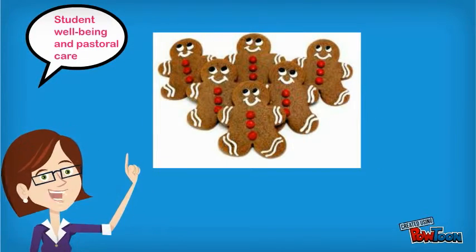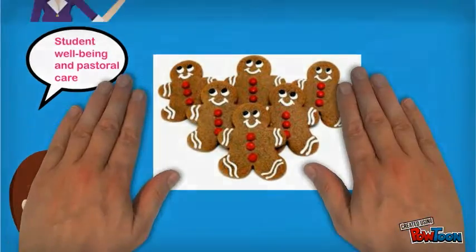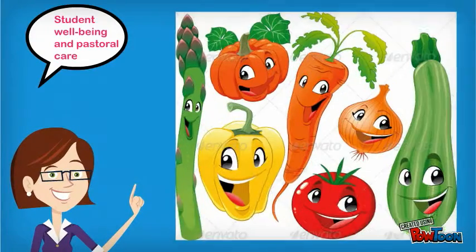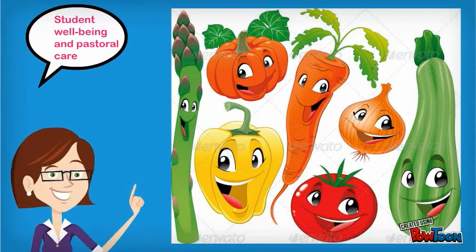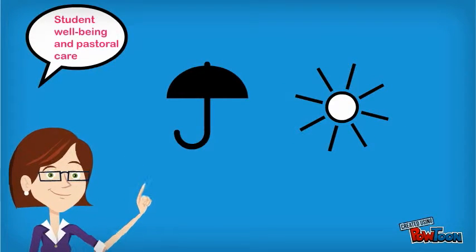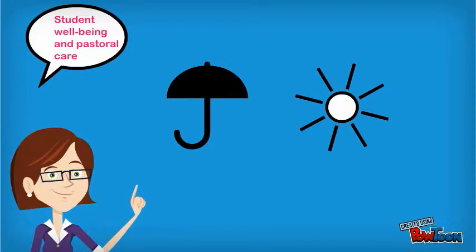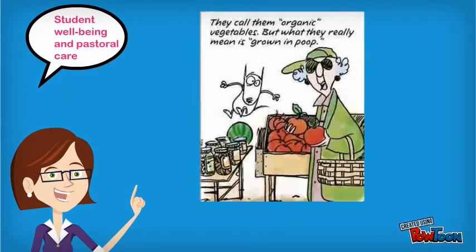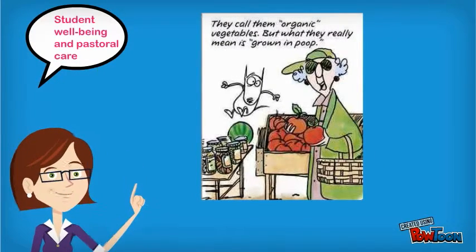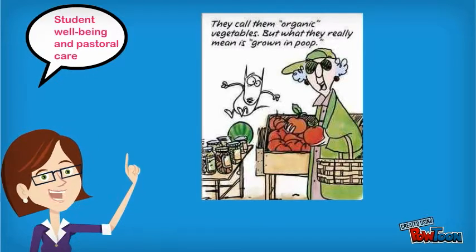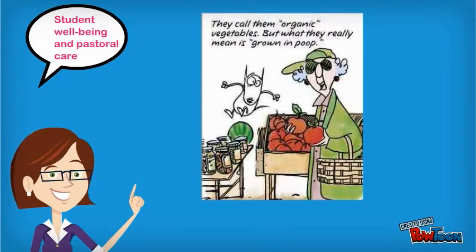Student wellbeing and pastoral care. As teachers, we need to remember that students aren't gingerbread men. They are more like vegetables in your classroom garden. They come in all different shapes and sizes, and they will all need different amounts of water and sunlight to grow. And when the year is over, students will all have grown in different directions. And even as the most conscientious gardener, sometimes you won't be able to explain why some have flourished and why some have grown a little less.